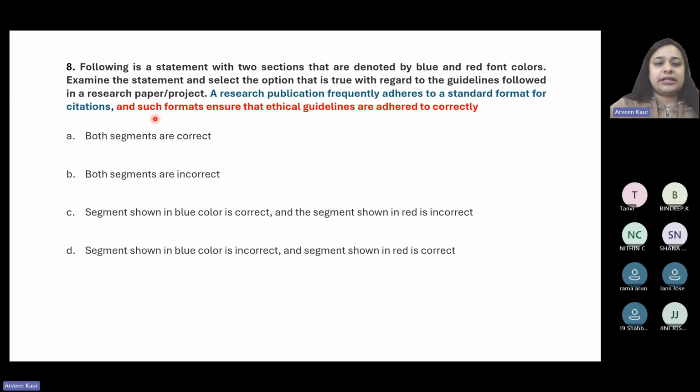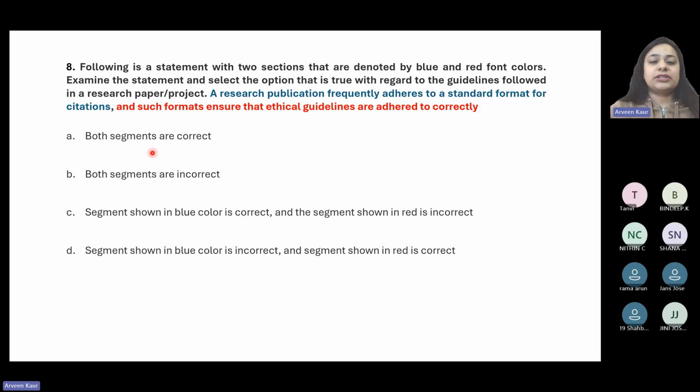So question number 8: following is a statement with two sections that are denoted by blue and red font colors. Examine the statement and select the option that is true with regard to the guidelines followed in a research paper or a project. A research publication frequently adheres to standard format for citations, and such formats ensure ethical guidelines are adhered to correctly. Right?